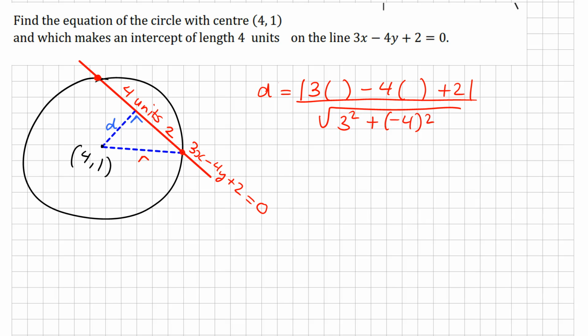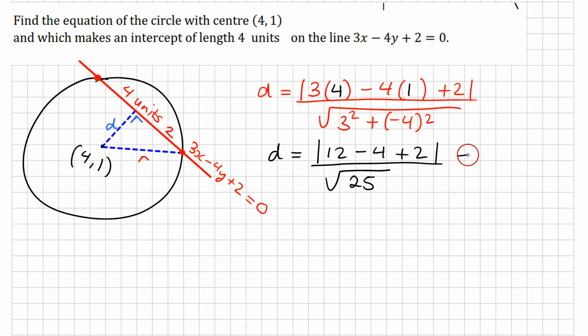Okay, so just writing down my line, and now to fill in my point, which is (4, 1). So this distance is equal to 12 minus 4 plus 2, which is 10 on top, over the square root of 25 again. So we have 10 over 5, which is equal to 2. Okay, so that means that distance there is also 2.